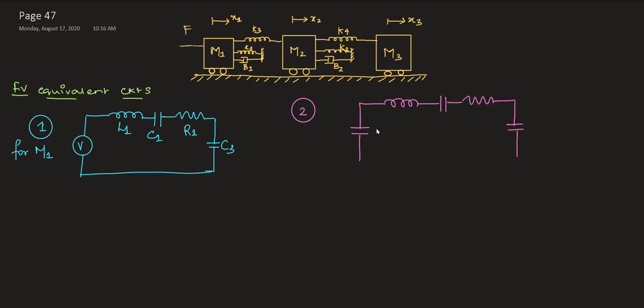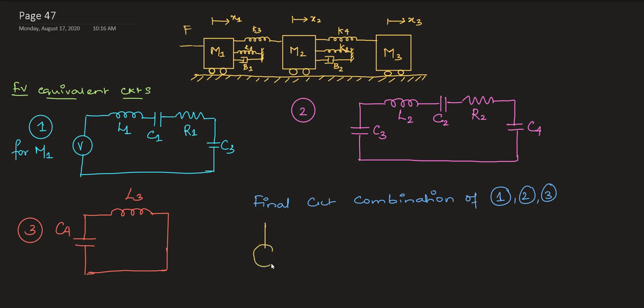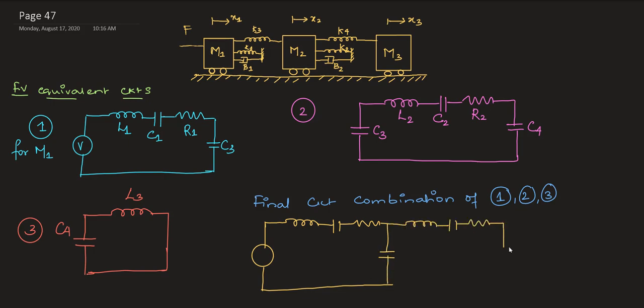Now you need to do an equivalent circuit for the entire system, which means for mass M1, M2 and M3, whatever you have done separately till now, you are going to bring all those together and have a single equivalent circuit. While doing this, what we need to check is the connecting link. You can see that your C3 is the connecting link between 1 and 2, and your C4 is the connecting link between 2 and 3. So now bringing 1, 2 and 3 together, you are going to get your equivalent circuit as shown in this figure.